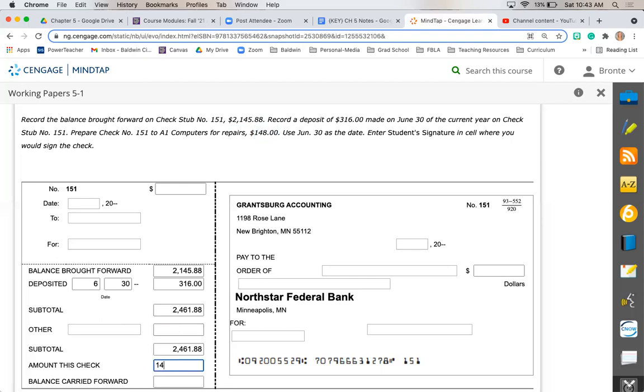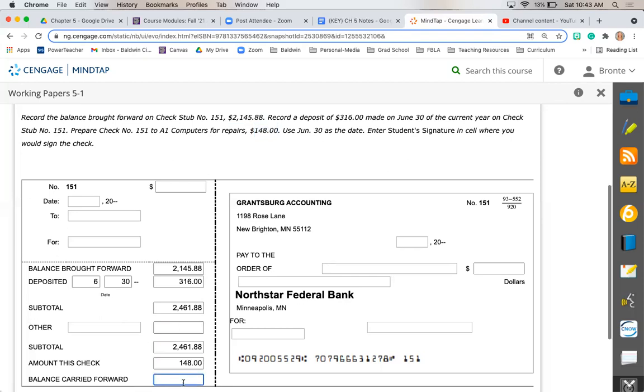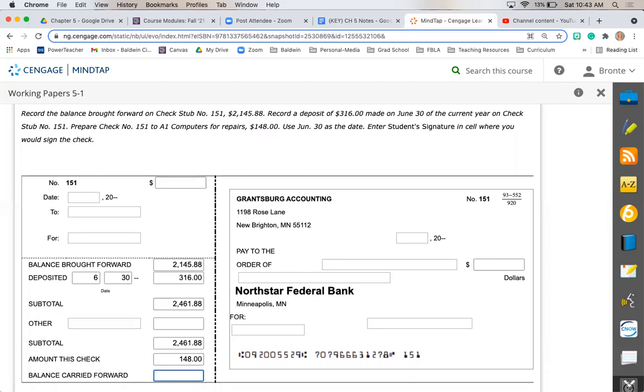So 148. Now, when we write a check out of our account, that's going to bring our cash account down. So we're going to subtract 148 from our total here. So $2,461.88 minus 148 is $2,313.88. All right, next step, we're going to fill out our actual check.